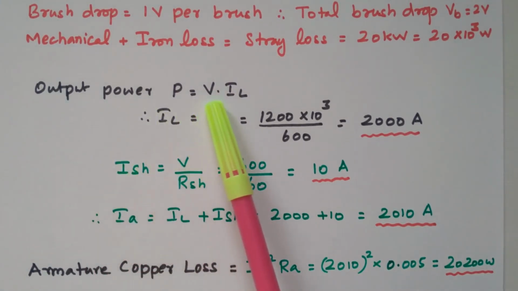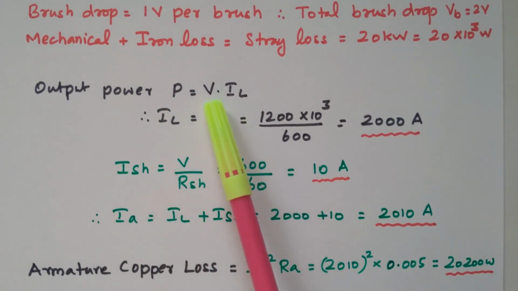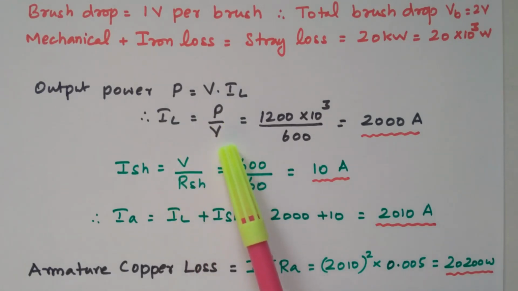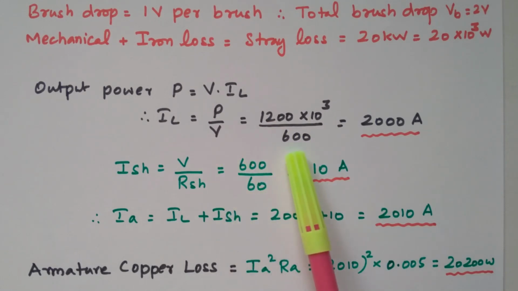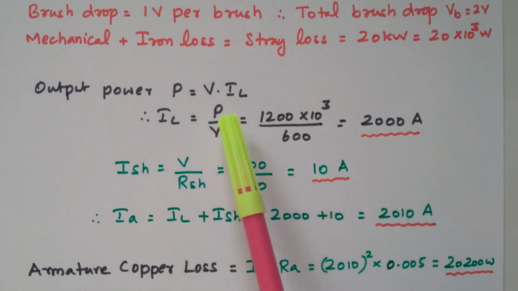Output power P equal to V into IL. This output power is given and the terminal voltage is also given. So from that we can find the load current IL. IL equal to P divided by V. The P is given as 1200 kilowatt. So 1200 into 10 to the power 3 divided by terminal voltage 600, so that is 2000 ampere. So the load current is 2000 ampere, calculated from the given output power and terminal voltage.